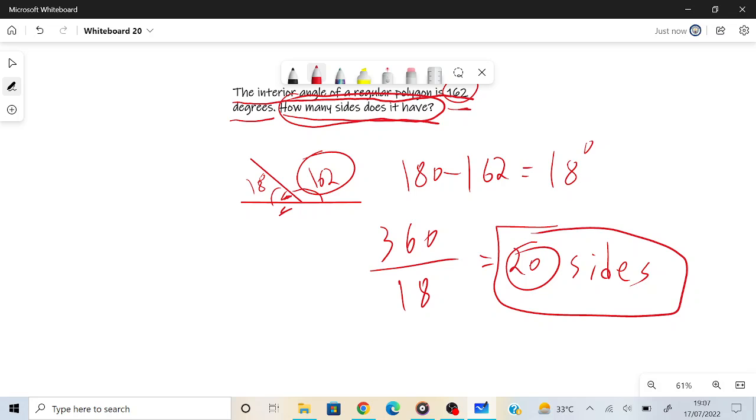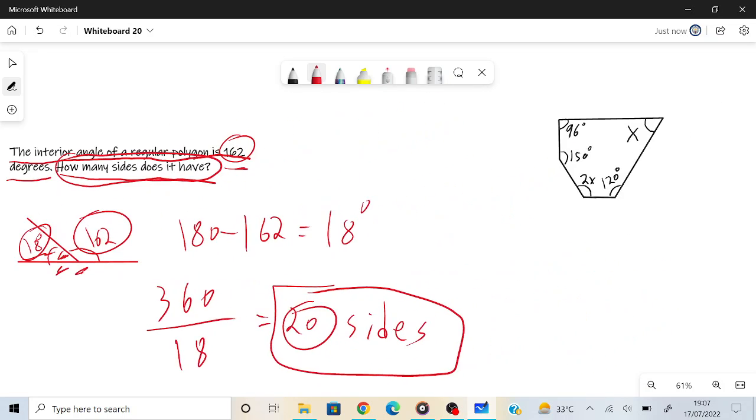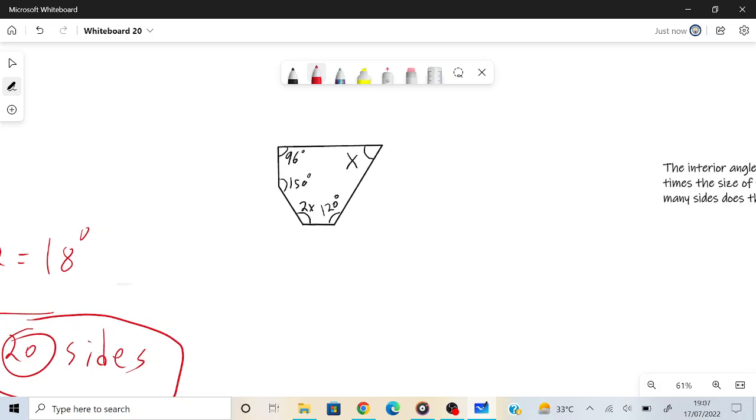because if you have 20 sides, that means you have 20 equivalent 18 degrees, because for each side you have 18 degrees. So you would do 18 times 20, and that would give you 360. Yeah, so that's how you find the answer for that question. On to the next example.